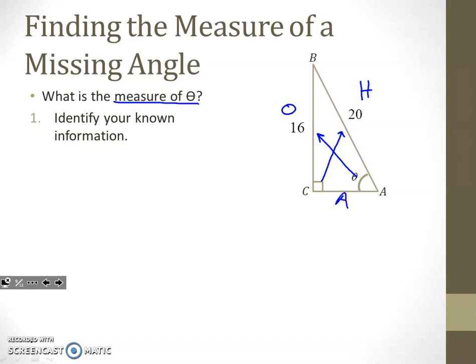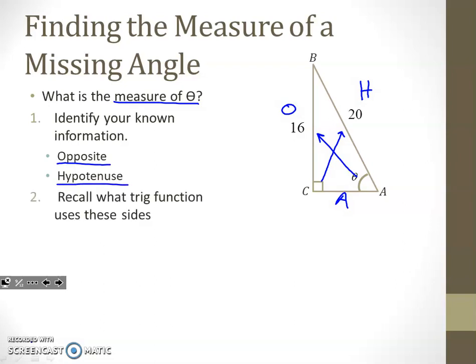So when I ask the question, identify what I know about this triangle, put your trig hats on. We're thinking trig vocabulary. What do we know about this triangle? Well, I know that my opposite side is 16, and I know that my hypotenuse is 20. So I know the opposite, and I know the hypotenuse. That's what I know about it.